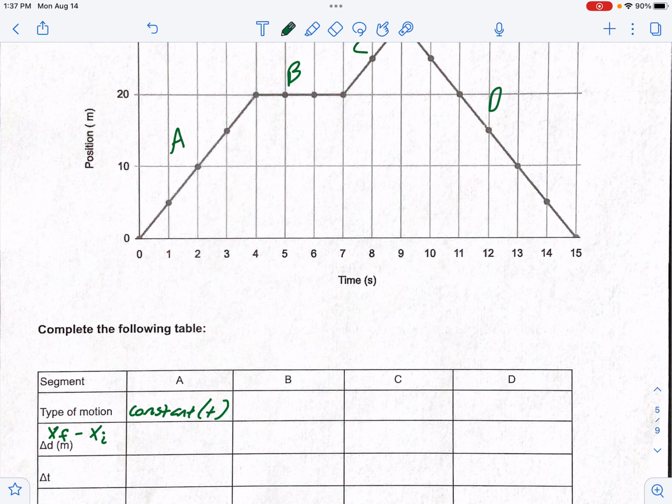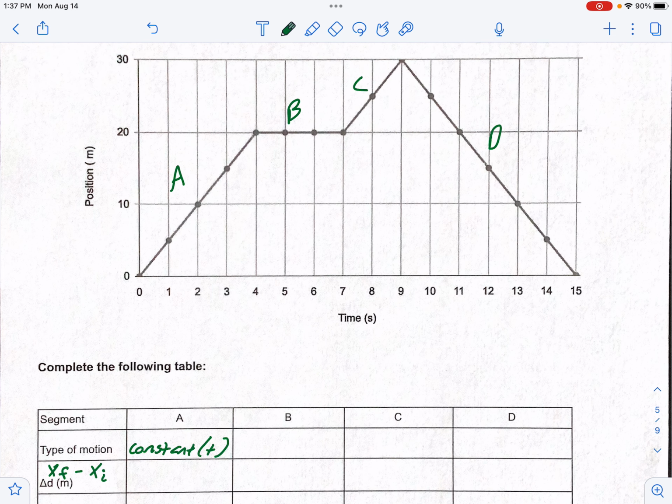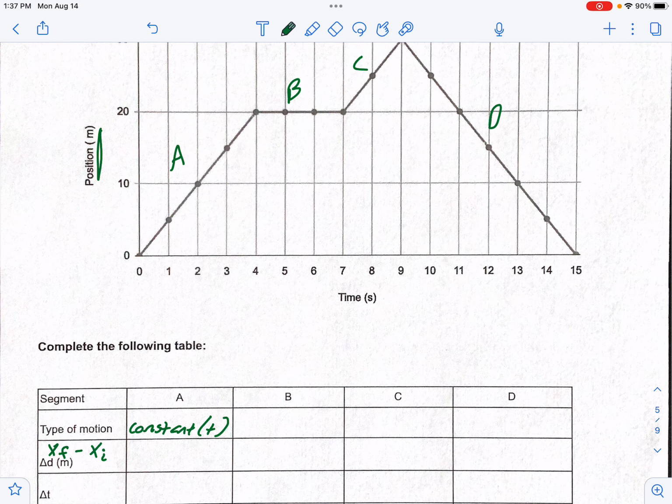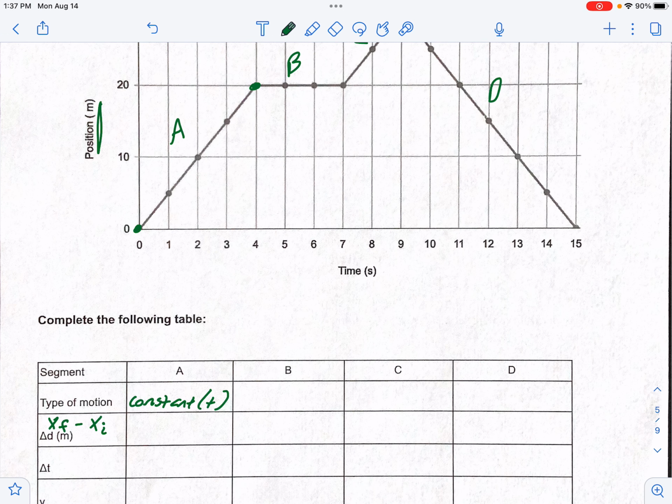So if I were to look up on this graph and see where my position would be, I'm going to be looking at the y-axis right here. So I want to know what is my change in y. On my A line, my final position would be right here at 20, and my initial position would be right here at 0. So 20 minus 0 means my displacement would be 20 meters. Now, my time is how long it took for line A. I started at 0 seconds, ended at 4 seconds, so my time was 4 seconds.